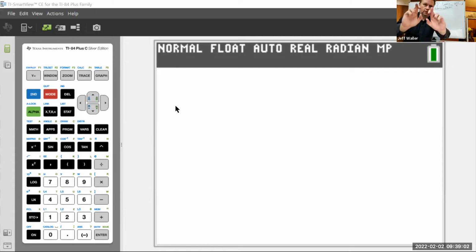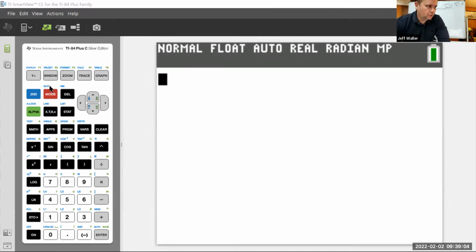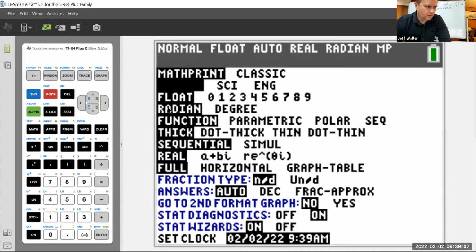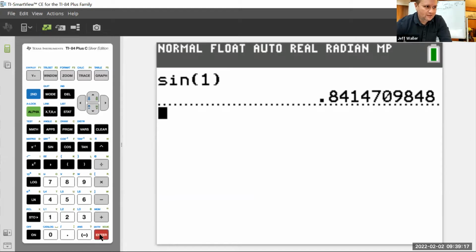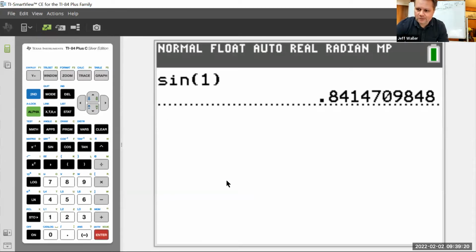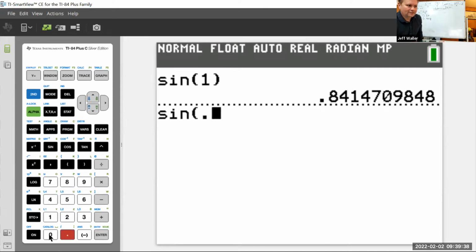Okay, so what mode am I in currently? Let me hit the mode button, and I am currently in radians. Yay! Sorry, I didn't mean to yell. So if I do sine of 1 divided by 1, I get 0.84. Everybody should get 0.84. What about 0.1? What do you get? 0.998. Sweet. And now what about 0.01? 0.99998. Approaching 1.